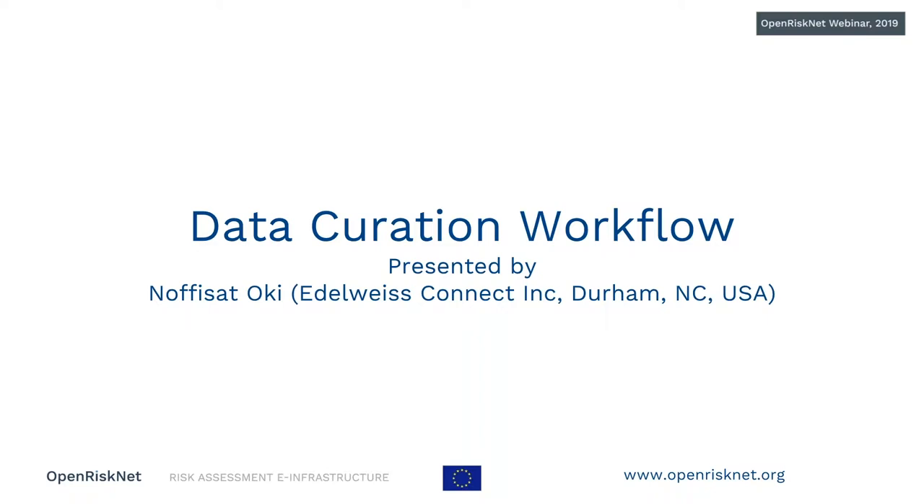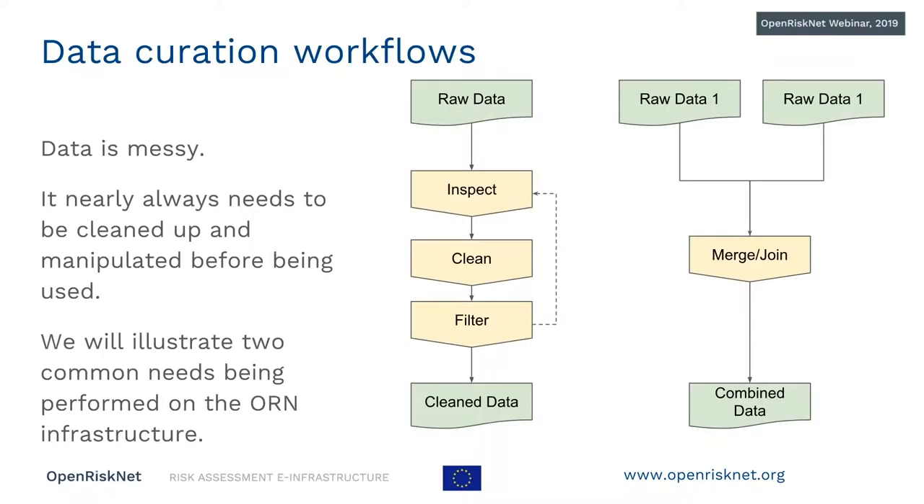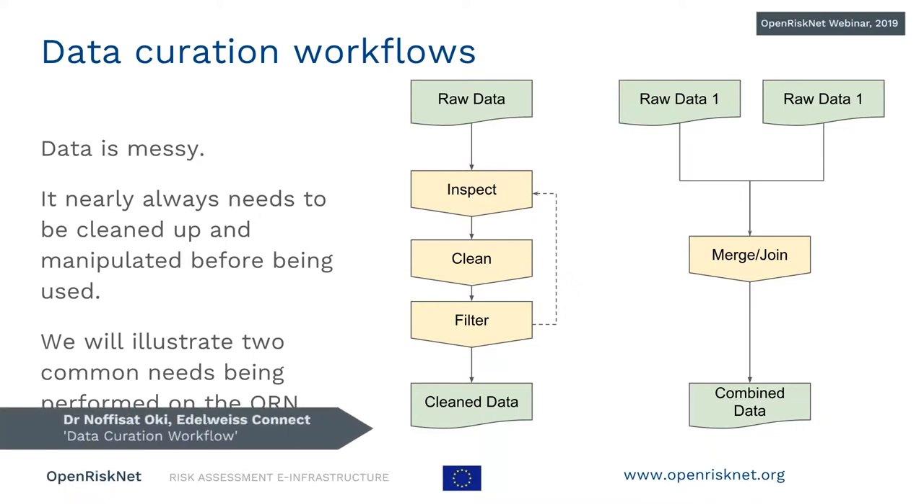So using the CSV to API app, which is one of the things that will be provided as a commercial service to OpenRiskNet, we uploaded this to the Data Explorer. There will be other data sets that will be uploaded to the Explorer in the future. And that's where this data currently sits. As we were saying, the data is messy. It nearly always needs to be cleaned and manipulated before you can use it.